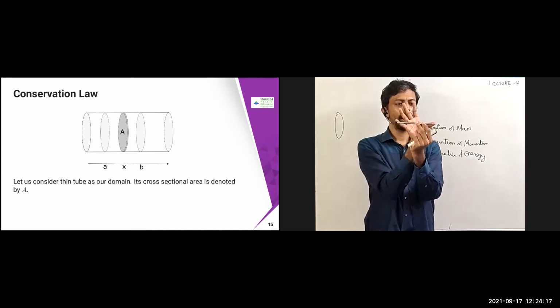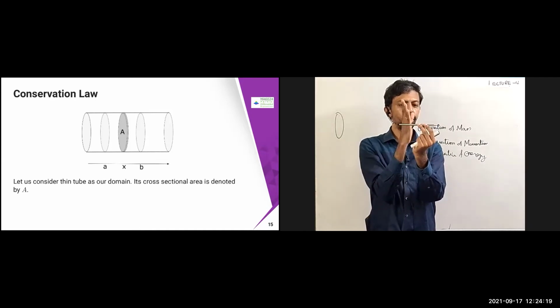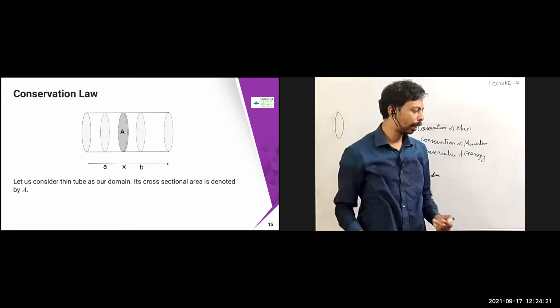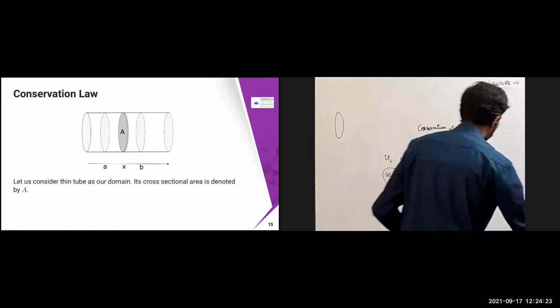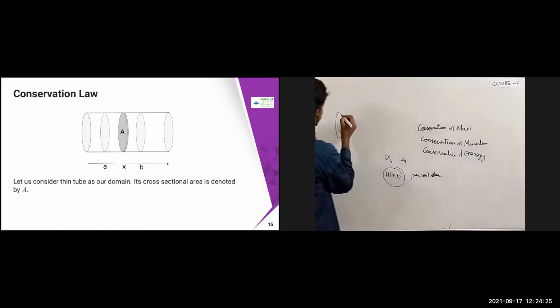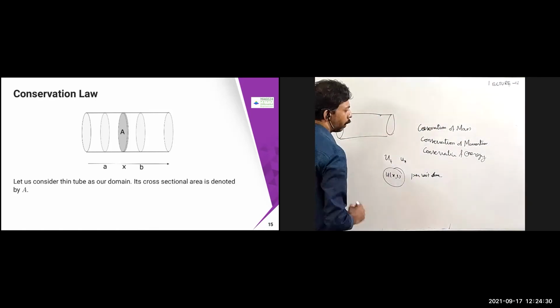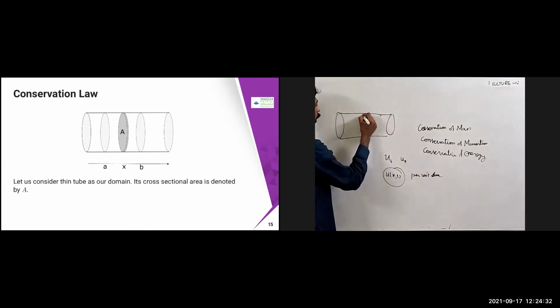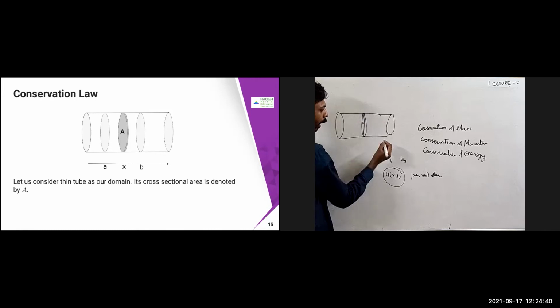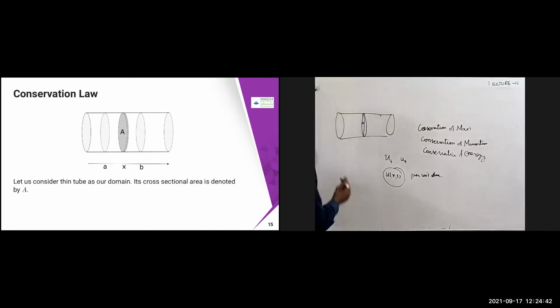What I'm going to do is take a rod and make it a small cross section. I'm just magnifying it. So I have a rod which is going to have some very small cross section area. So this is A, and I have a length AB. This interval I'm just taking as some arbitrary interval.